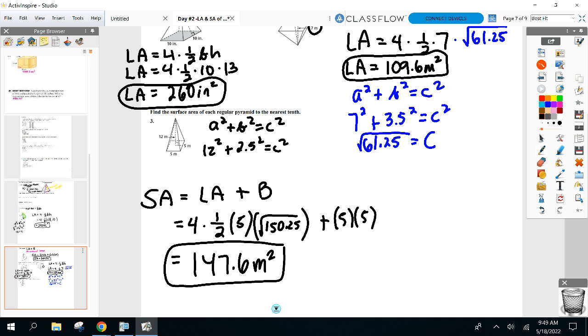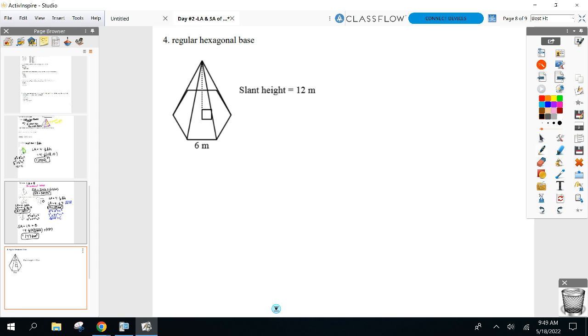All right, I just can't have you guys do square pyramids. You guys are an above average class. I got to expose you to something else. So take a look at this one, hexagonal base. Don't start freaking out. You guys can do this. We did it last unit.